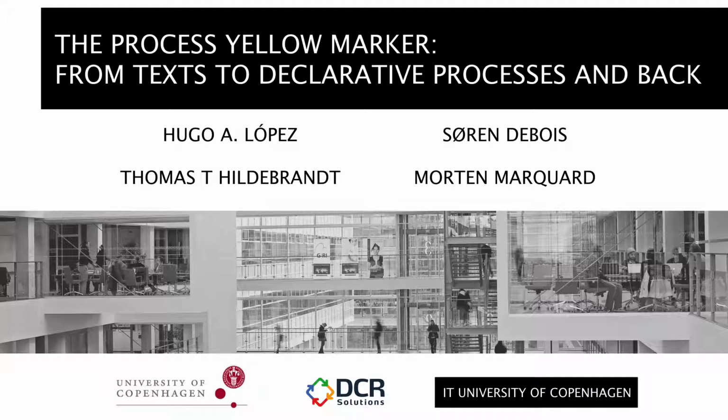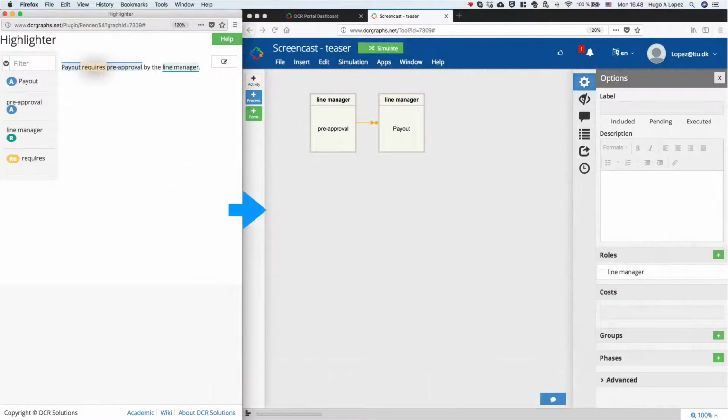Today, I am proud to introduce you to the DCR Solutions Highlighter tool, which has the main objective of improving transparency in the construction of process models from textual descriptions and the identification of changes in the model with respect to specifications. This is a collaboration with DCR Solutions, the IT University of Copenhagen, and the University of Copenhagen on the EcoNow project. In a nutshell, the highlighter tool provides a way to construct declarative models straight from textual descriptions.